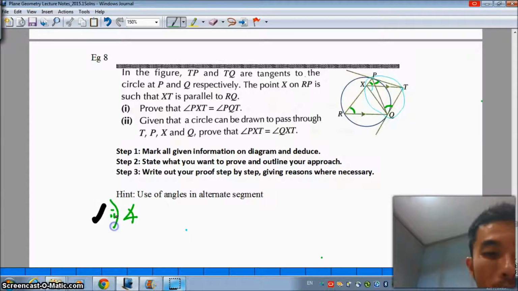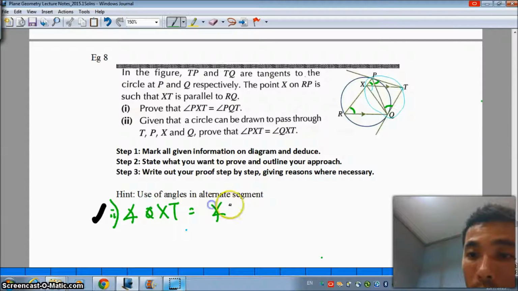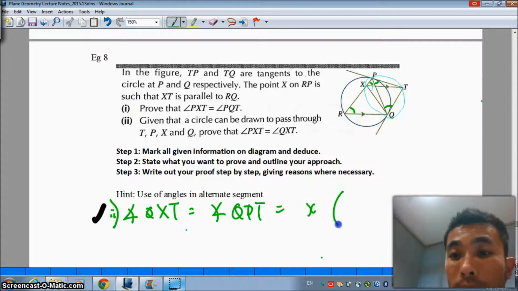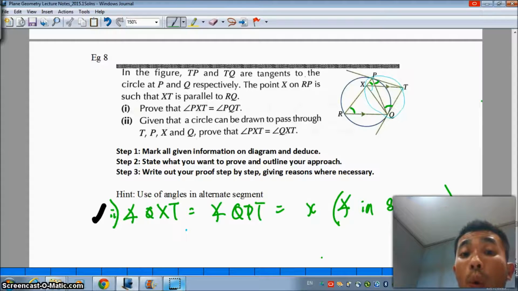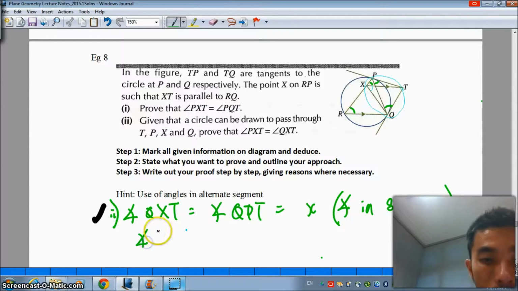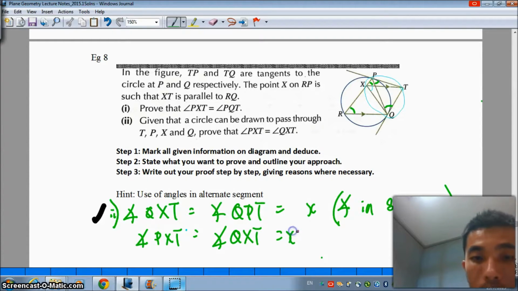In part 2, angle QXT is equal to angle QPT, which is equal to X, based on part 1. And what is the reason? Angle in same segment because of the butterfly. And since angle QXT is equal to X, we have already defined in part 1 that PXT is also equal to X. And we are done. Thank you.